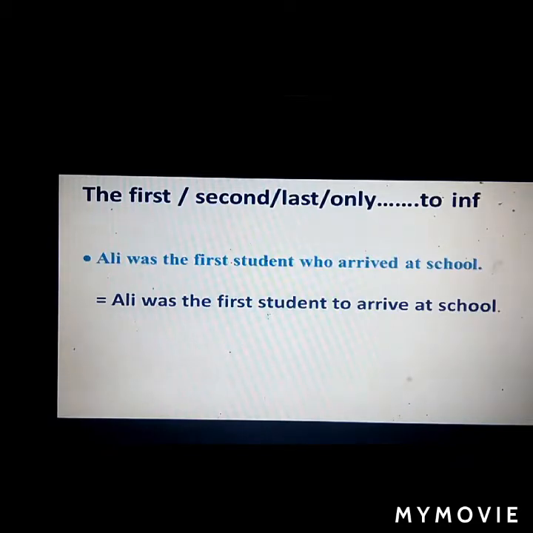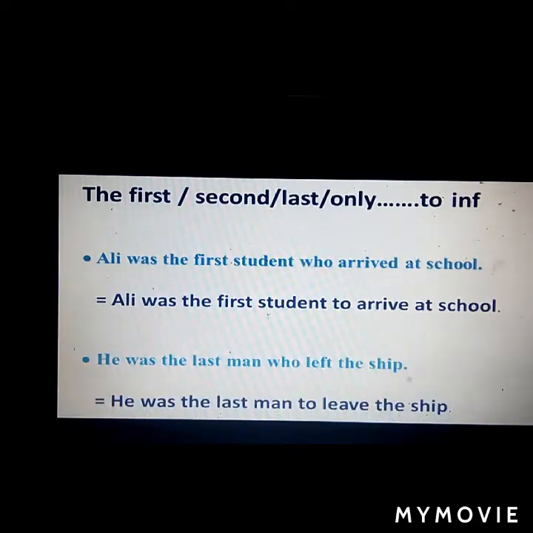He was the last man who left the ship. Instead of saying who left, I can use to leave the ship. He was the last man to leave the ship. So instead of who plus verb, I can use to plus infinitive.